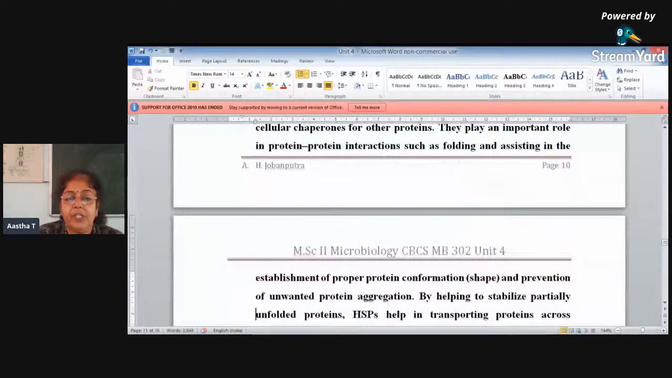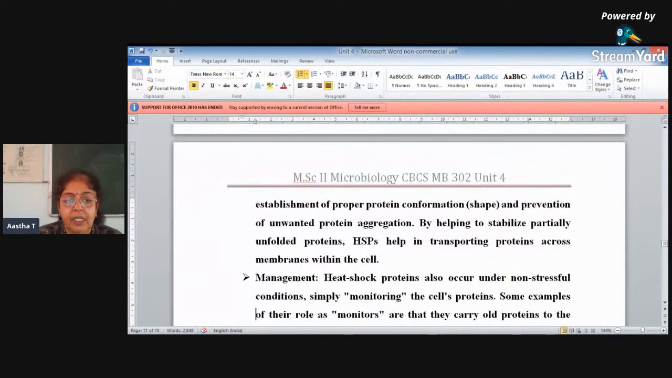They help in the establishment of proper protein conformation and prevention of unwanted protein aggregation. So they will also not allow unwanted aggregation of different types of proteins. Wherever aggregation is not required, they will separate the proteins. Wherever folding is required, they will fold the proteins, and this particular role is known as the role of a chaperone, by helping to stabilize partially unfolded proteins. So if the proteins are partially unfolded during synthesis, those will be stabilized by the HSPs.